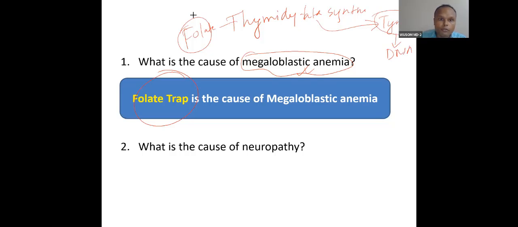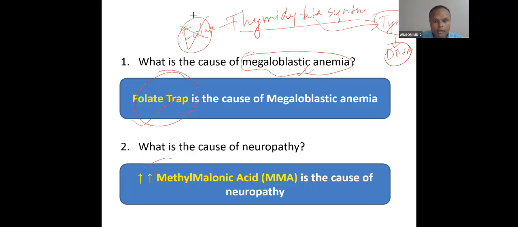And if folate is not there, in vitamin B12 deficiency, folate is there, but folate is not utilized. And this is called folate trap. We will tell you how. What is the cause of neuropathy? High methyl malonic acid, this is MMA, methylmalonic aciduria.